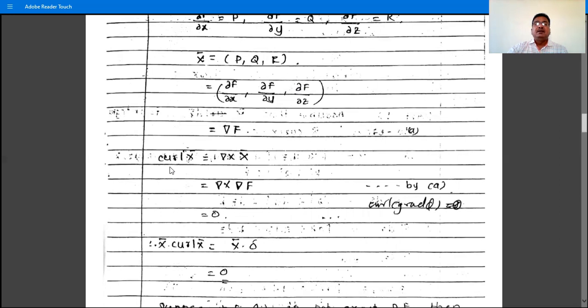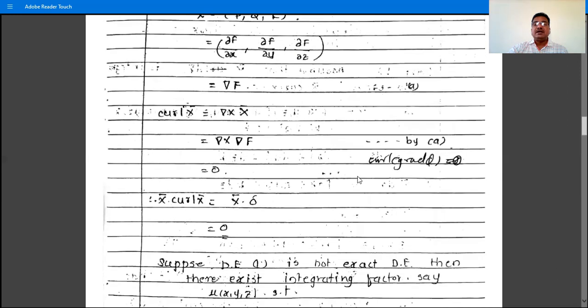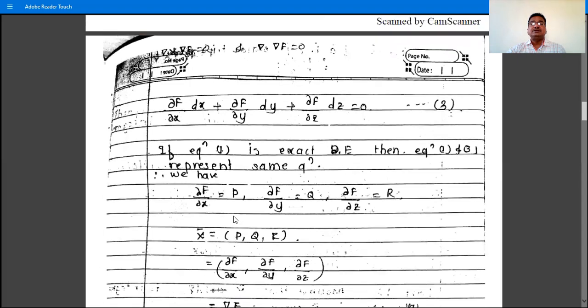And then curl X bar is del cross X bar. Curl means del cross del F, and del cross del F is 0. Curl of grad phi is always 0. This is the theorem that curl of grad phi is 0. So del cross del phi, where curl means del cross and grad phi means del phi, is 0. Therefore X bar dot curl X bar is 0, since curl X bar is 0, so X bar dot 0 bar is 0. And so this is part 1.